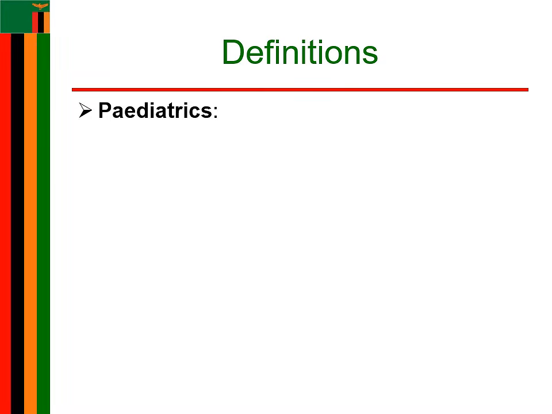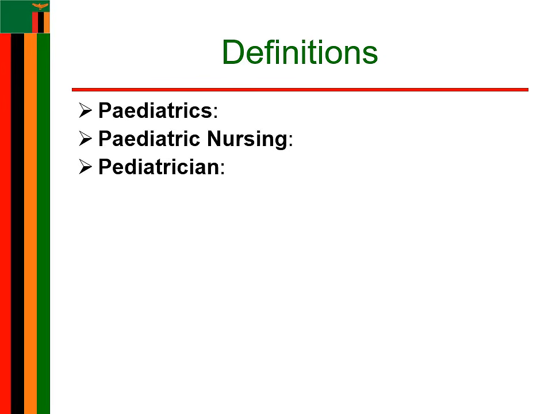Okay, so pediatrics. Pediatrics is simply a branch of medicine that is concerned with diagnosis, treatment, and prevention of childhood illnesses. That is the definition of pediatrics. Pediatric nursing. This is a branch of nursing that is concerned with the management of children and their illnesses. So when you're looking at pediatric nursing, our concern is to manage the illnesses of children, and also to manage children, of course.